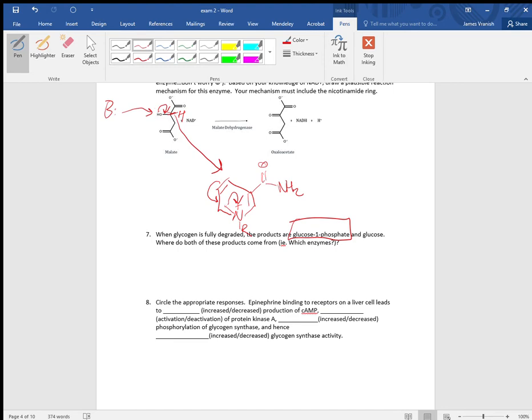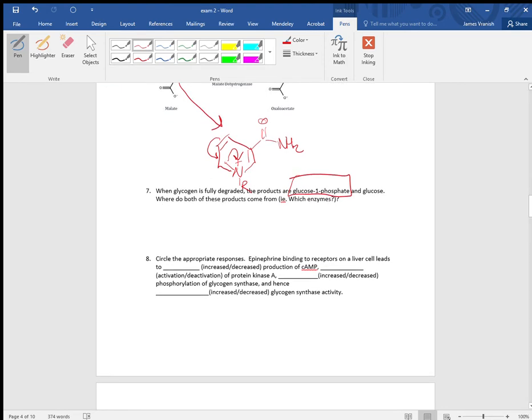All right, number 8. Most people did really well on this one. Epinephrine binding to receptors of cells leads to increased production of cyclic AMP, activation of protein kinase A, increased phosphorylation of glycogen synthase, and glycogen synthase then... So with this sort of question, if you can't remember these three here, that's okay. It's not ideal, obviously. You're responsible for knowing that sort of stuff. But this last one, you should all be able to just think about.